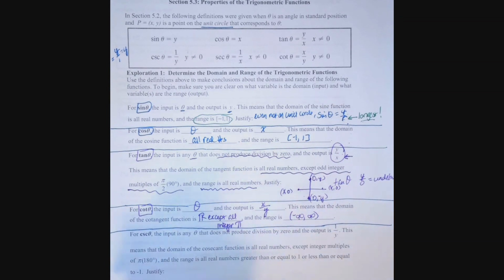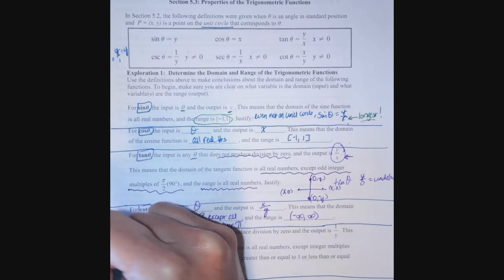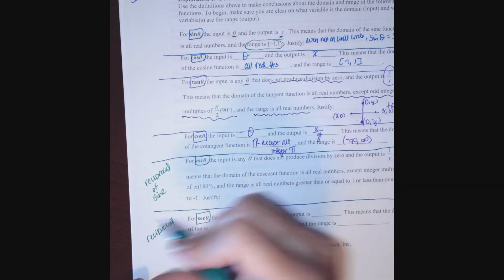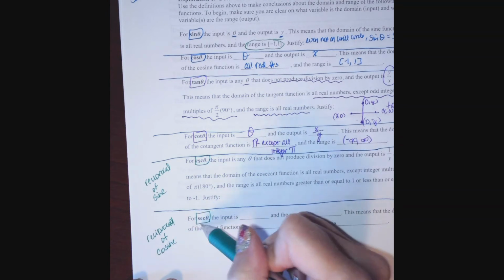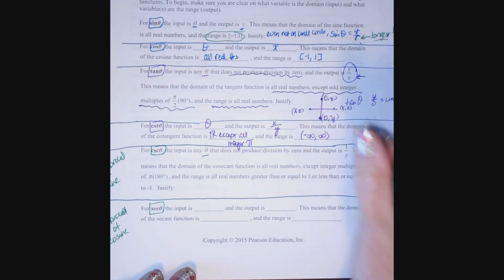All right, cosecant and secant. Cosecant is the reciprocal of sine, and secant is the reciprocal of cosine. Remember those. The C goes with the S, the C goes with the S. Okay, for cosecant, the input is any angle theta. So I'm always inputting an angle, getting out a function value that does not produce division by 0, and the output is 1 over y. Or, if I'm not on the unit circle, r over y.